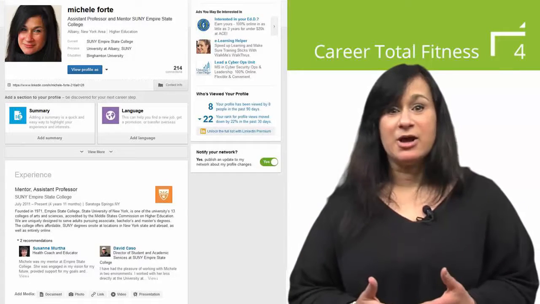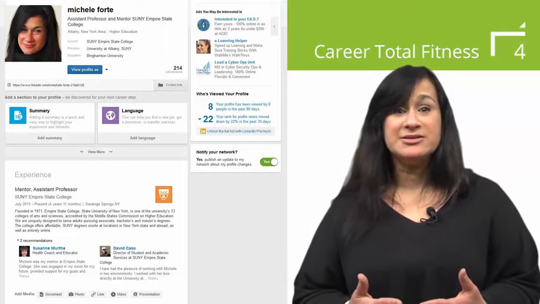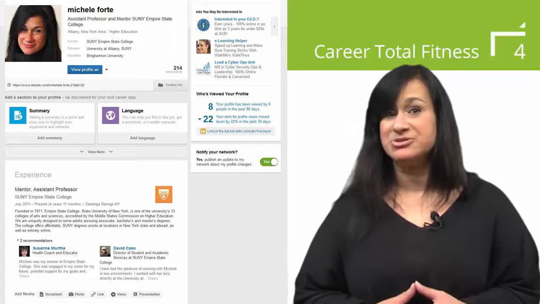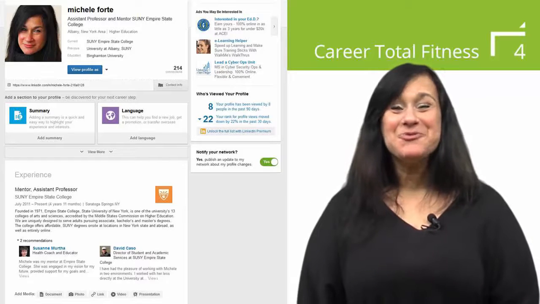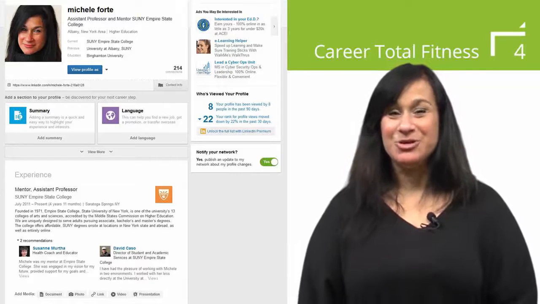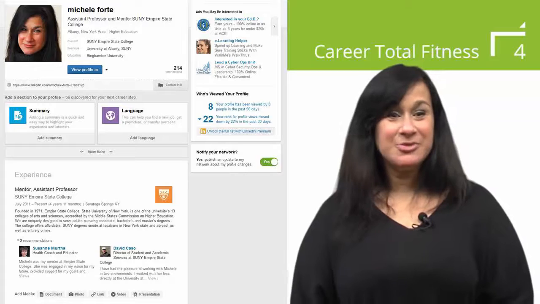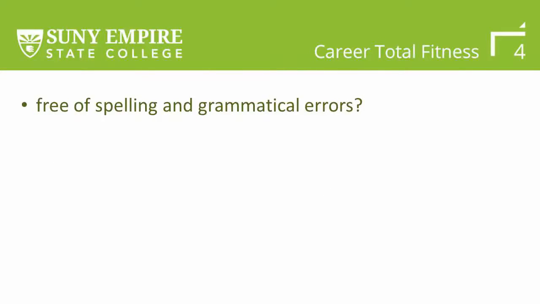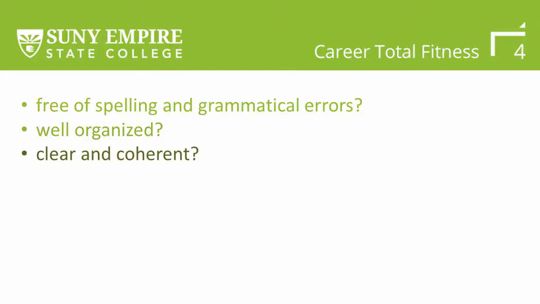So I asked one of my coworkers to look at the profile and give me some feedback using the same rubric that you will use in an upcoming peer assessment. Here are the rubric questions you will be using to assess your peers' work. Question 1, is the artifact largely free of spelling and grammatical errors? Is the artifact well organized? Is the artifact generally clear and coherent? So, sort of overall, is it clear and coherent?